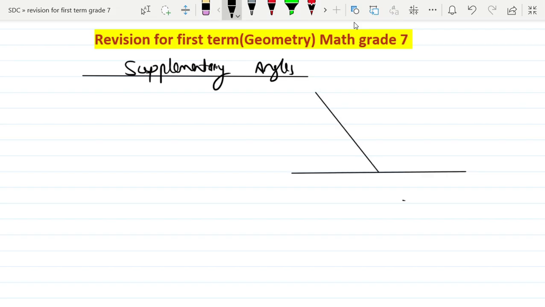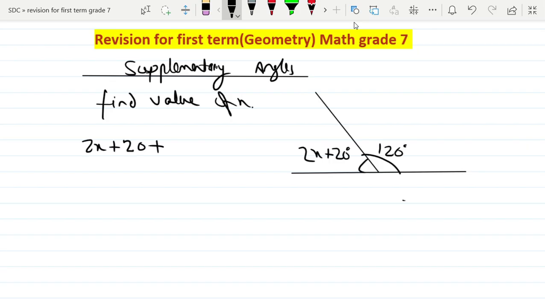Okay, so here I'm breaking this straight angle into two angles, keeping here 120 degree, and here 2x plus 20 degree, right? So find the value of x. The concept is very same. Here the whole straight angle is split into two parts, 2x plus 20 degree and 120 degree, so their sum will be 180 degree. So we say here 2x plus 20 plus 120 degree equal to 180 degree.